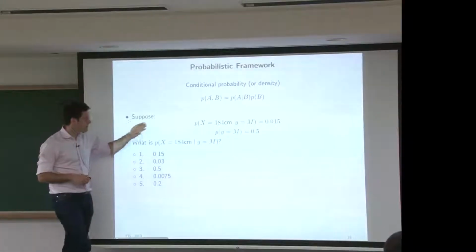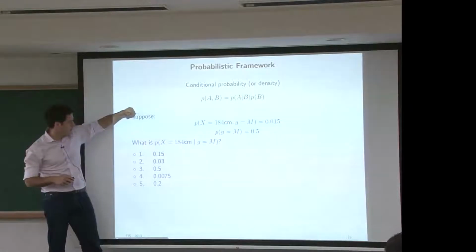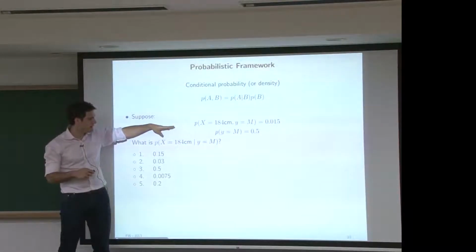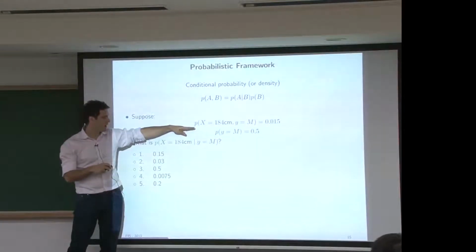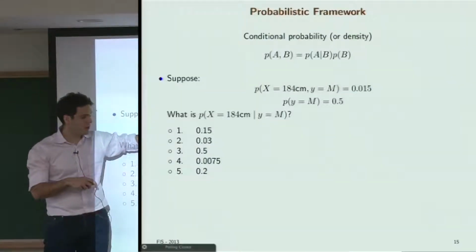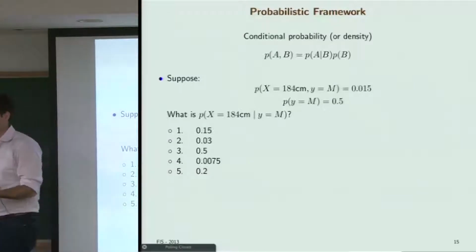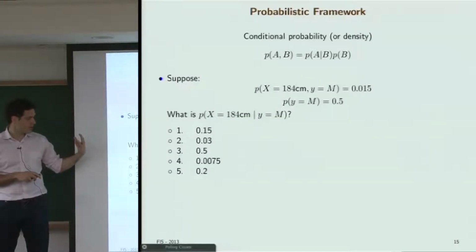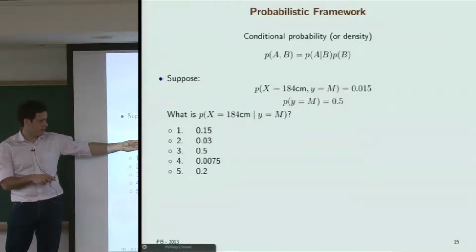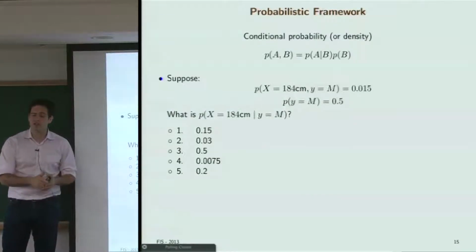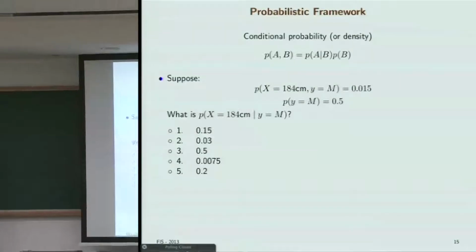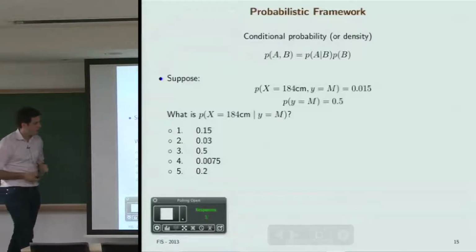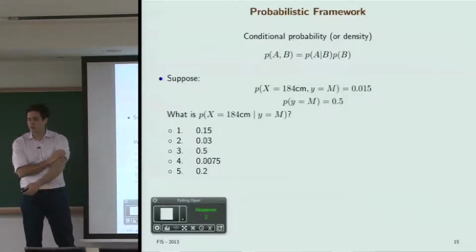Okay? So suppose I'm telling you the probability that the height of a person is 184 centimeters and his or her gender is male, well, this density is 0.015, and I'm also telling you that the overall probability of having a person which is a male is 0.5. So in that case, what is the conditional probability that the person's height is 184 if I have told you that the person's gender is male? So okay, I'm just asking you to compute this. It should be easy.